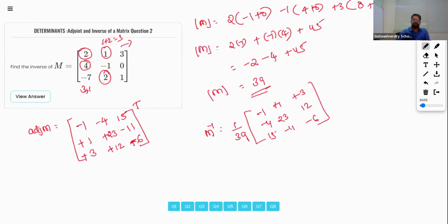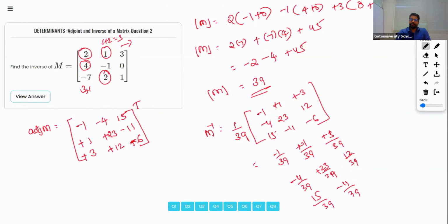So if you divide all of them, we'll get the inverse. You can divide or keep the common value outside as the determinant. Okay, minus 4 by 39, minus 23 by 39, and so on. Okay, let me finish this writing. This is plus 23 by 39, 15 by 39, minus 11 by 39, and minus 6 by 39. This is your inverse of the given matrix.